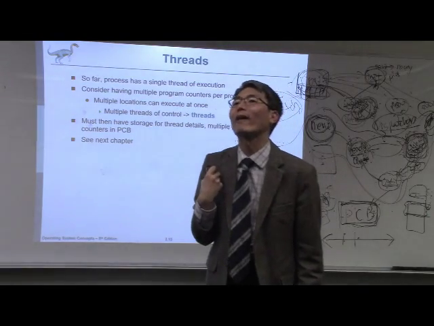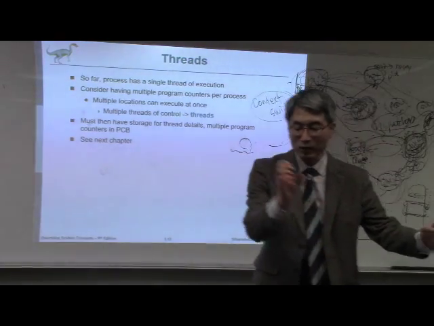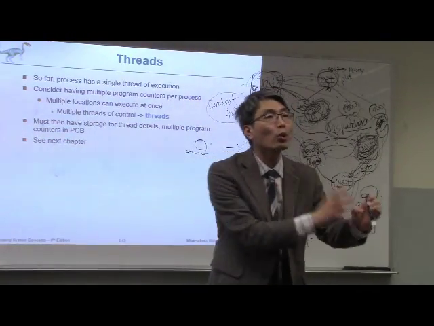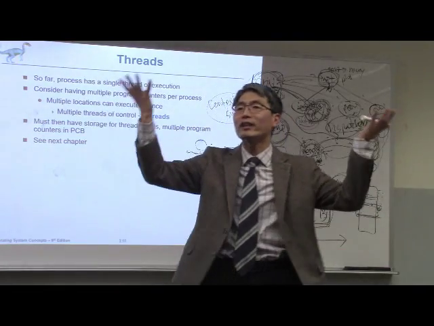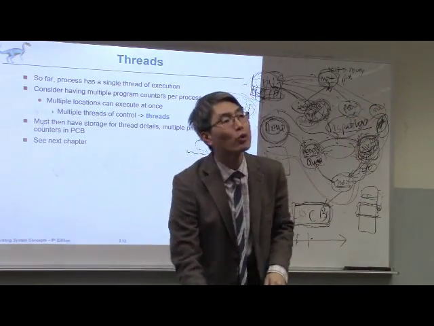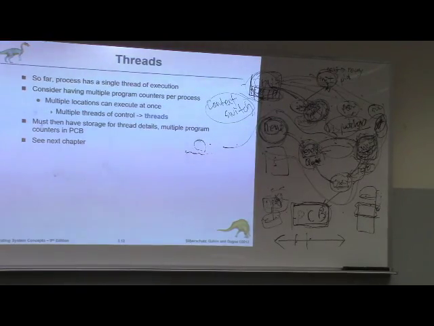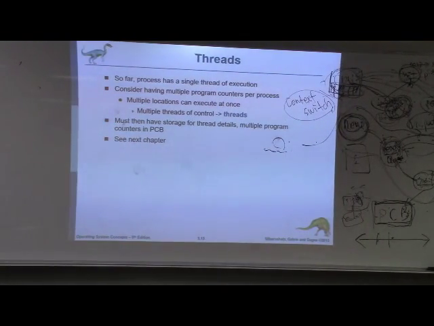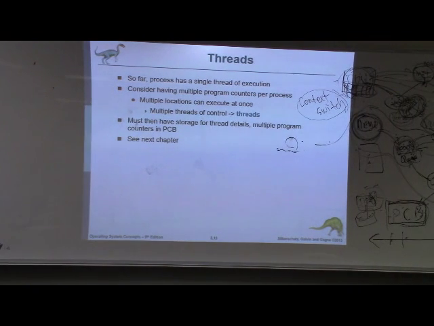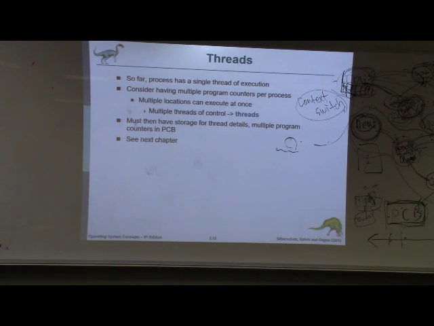Why? Because we have a lot of multi-core systems. If we have multiple CPUs or cores, each core can be in charge of a thread, so we can increase performance and the degree of multiprogramming. We will see details about threads in chapter 4. If you understand chapter 3, it's not a big deal. Threads are important nowadays for multi-level programming, like parallel programming.